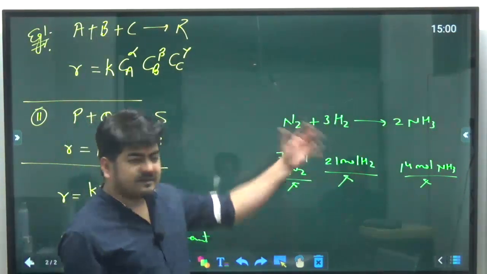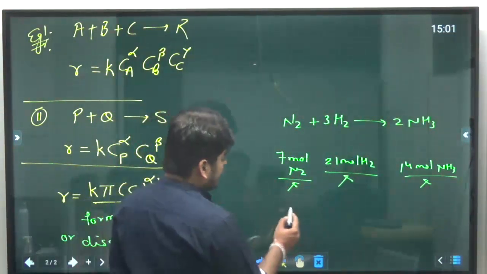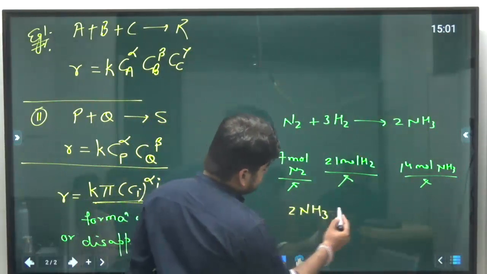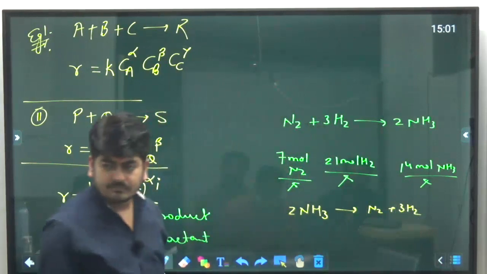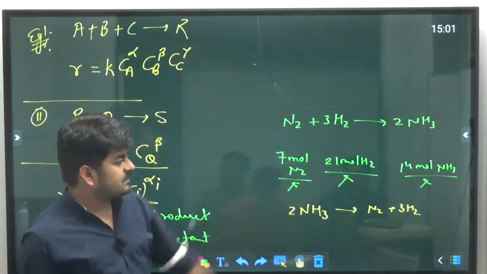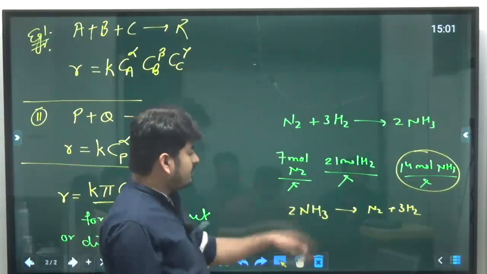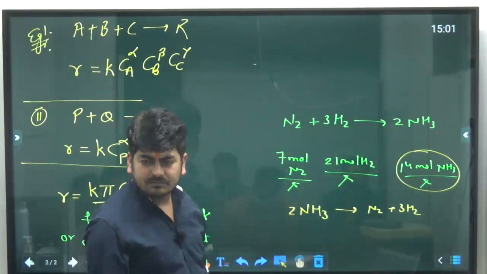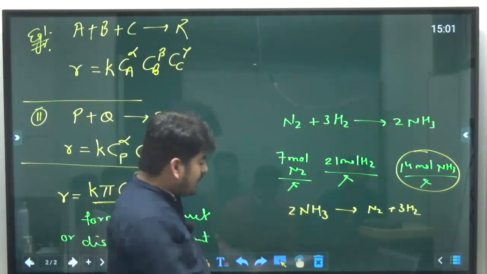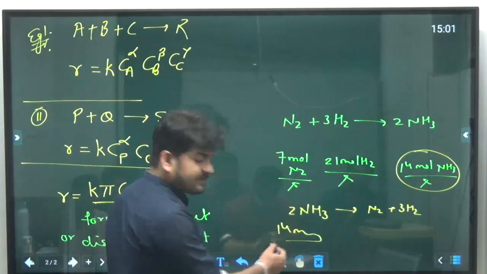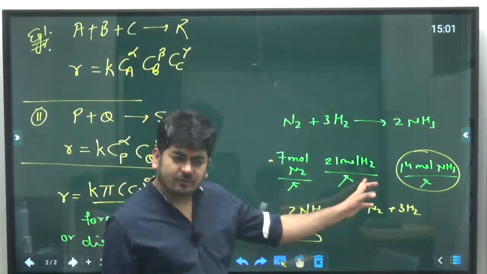If I reverse this reaction, then I can write it like this. Then this is 14 moles of ammonia formation. Now what will be this 14 moles? Formation or disappearance? Now this 14 moles will be the disappearance per second. 7 moles of nitrogen formation, 21 moles of hydrogen formation.